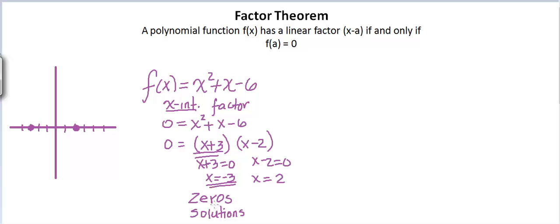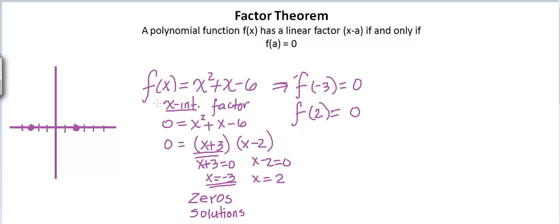And why do we say 0? Because if I were to plug into my function, if I evaluate my function at x equal -3, or if I evaluate my function at x equal 2, with both of these values, my function will equal 0. So these values are also called zeros of the function. When x is equal to -3, like here, my y value is equal to 0. When x is equal to 2, my y value is also equal to 0.